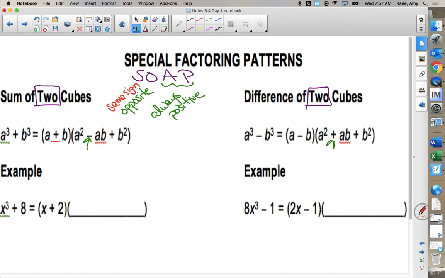So we have A cubed plus B cubed. The way it factors is A, same sign B. A squared, opposite sign, A, B, B squared. There's always a plus in there.